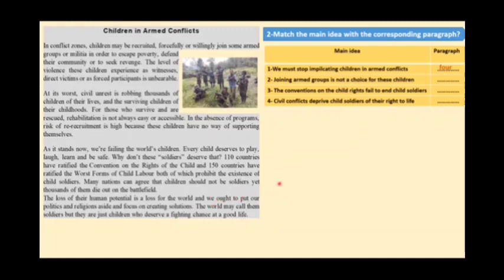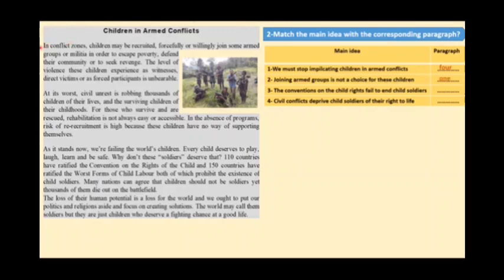Good. Second idea, joining armed groups is not a choice for these children. Which paragraph is this? Excellent. That's paragraph number 1.